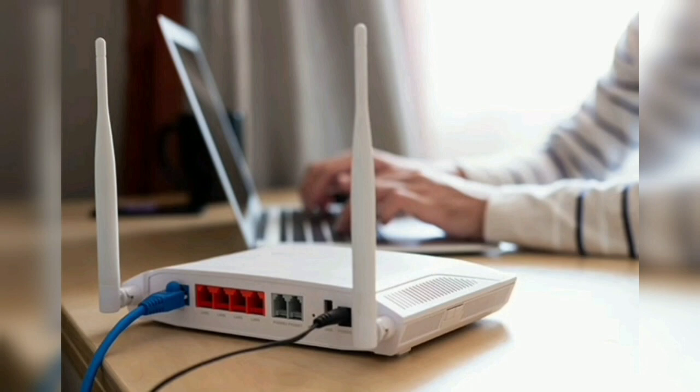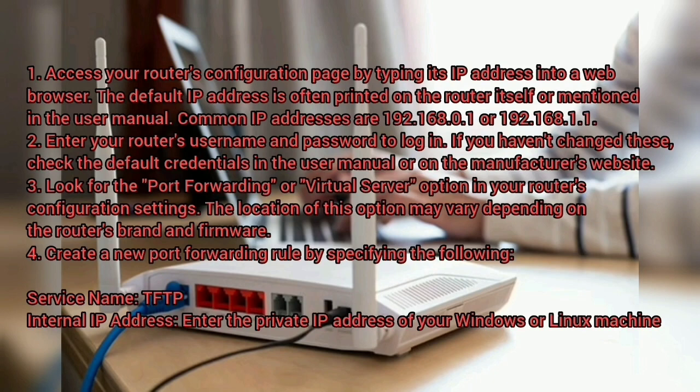These are the steps. Access your router's configuration page by typing its IP address into a web browser. The default IP address is often printed on the router itself or mentioned in the user manual. Common IP addresses are 192.168.0.1 or 192.168.1.1. Enter your router's username and password to log in.